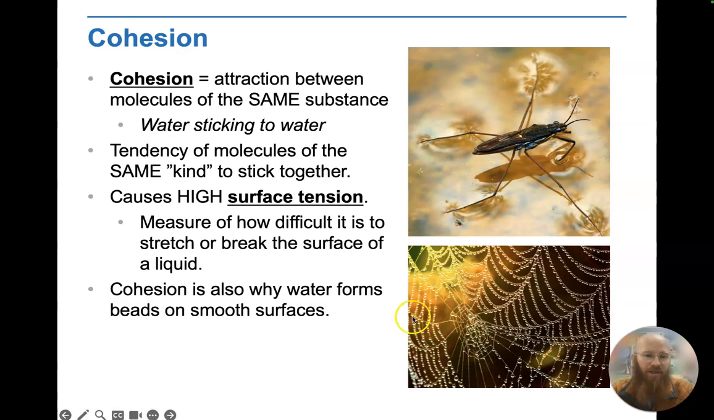And then you can also see cohesion whenever you think about these little beads here on this spider web. Those beads are that water cohesively sticking together and holding itself to other water molecules.